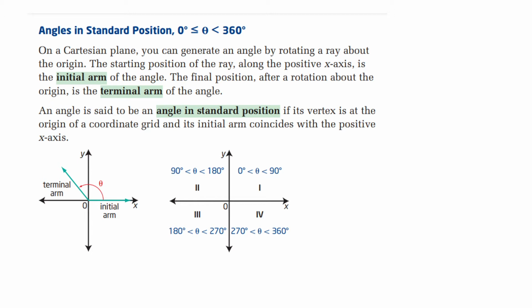So we have quadrant 1, 2, 3, 4. In quadrant 1, the angle is from 0 to 90 degree. In quadrant 2, an angle is going to be 90 to 180 degree. In quadrant 3, an angle is going to be 180 to 270 degree. In quadrant 4 is 270 to 360 degree.